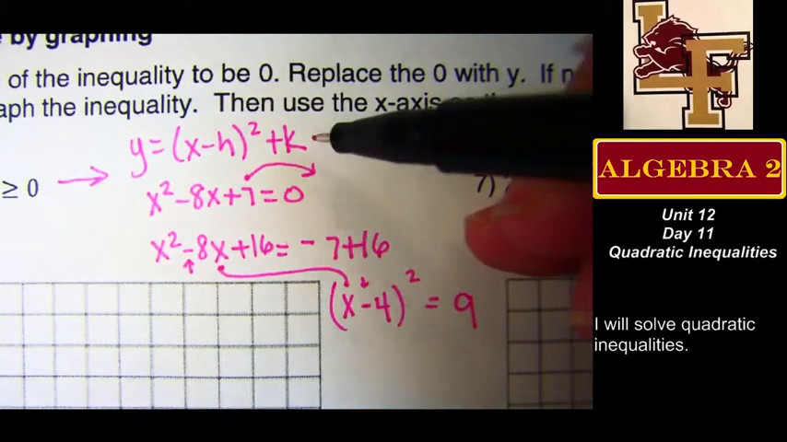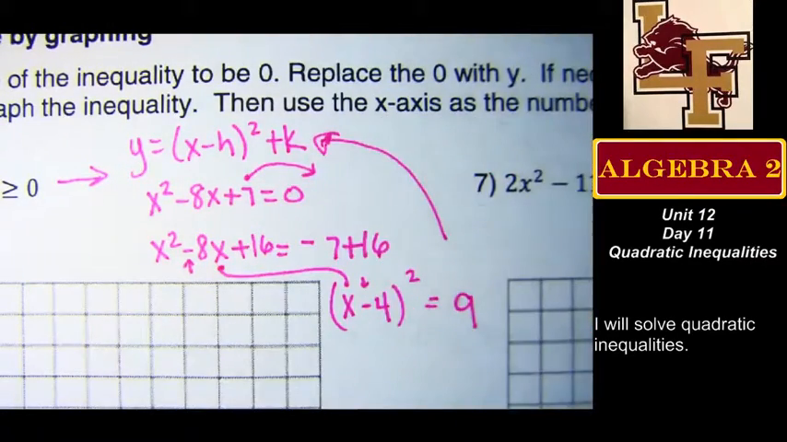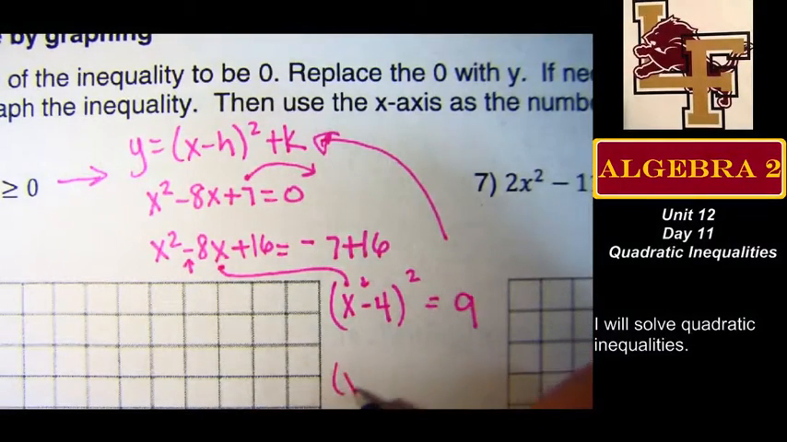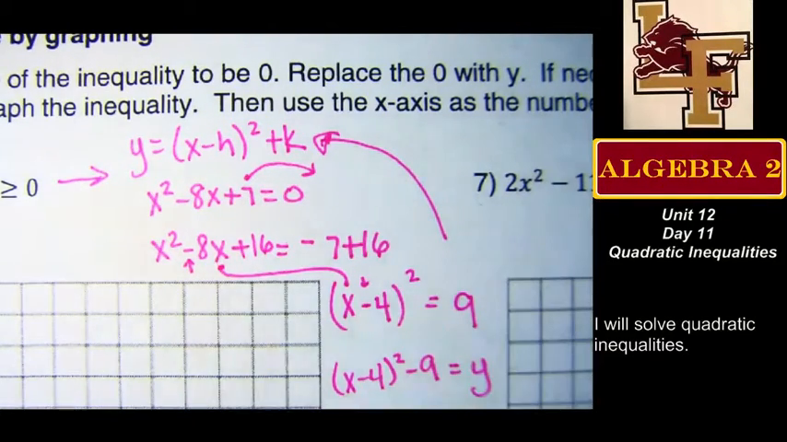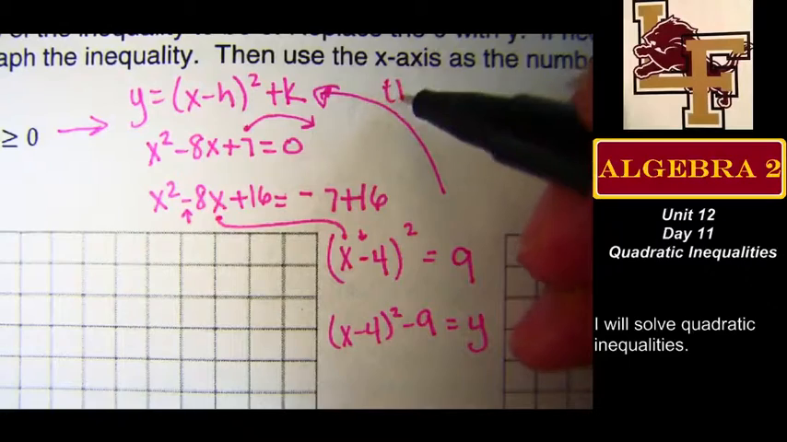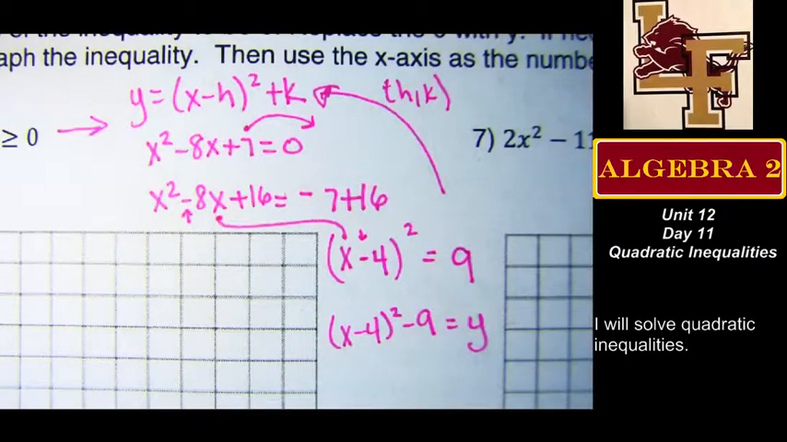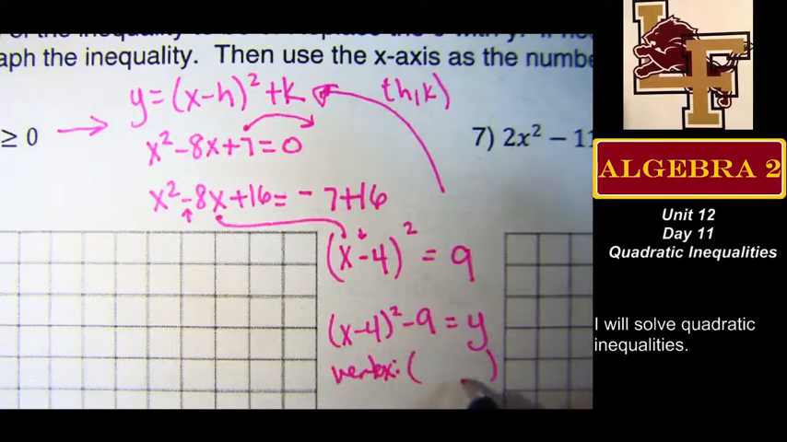And because I want it to look like this thing, this is what I'm after right here, I'm going to move the 9 over to the left, and I'm going to put the y back. I put the y back just so that it turned it back into a function that I can graph. When I looked at vertex form, the vertex was located at the point h comma k. Where is the vertex for this function located?